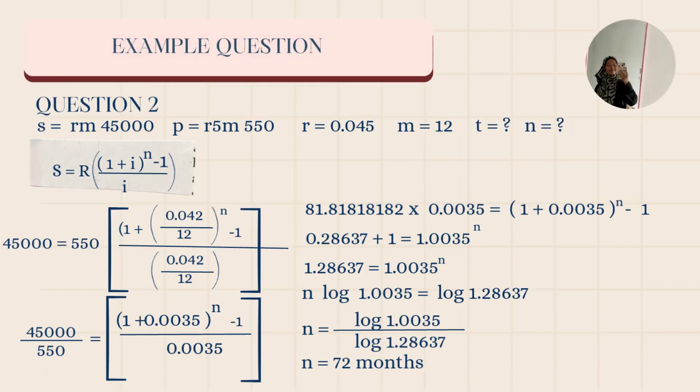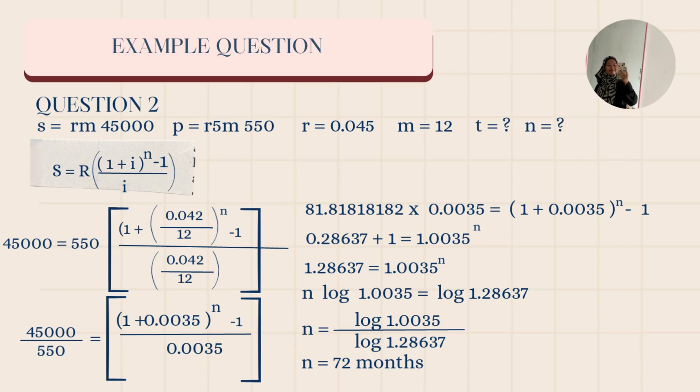From the sentences, we can substitute the values. S equals 45,000 ringgit, P equals 515 ringgit, R equals 0.042, and M equals 12. After that, we can substitute the amount into the formula. 45,000 equals 515 times ((1 plus 0.0035) to the power of n minus 1) divided by 0.0035. We divide both sides. 45,000 divided by 515 equals ((1 plus 0.0035) to the power of n minus 1) divided by 0.0035.